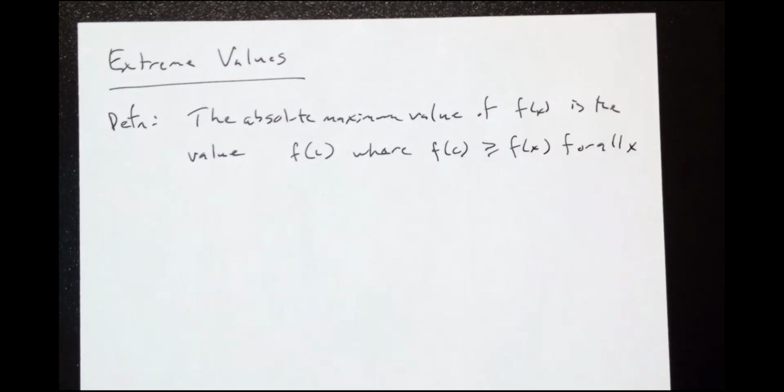The absolute maximum value of a function is some output for the function, f of c. I don't know what c is. All I know is that f of c is bigger than or equal to every other f of x that comes out of this function. That's what it means to be the absolute highest point obtained by this graph.